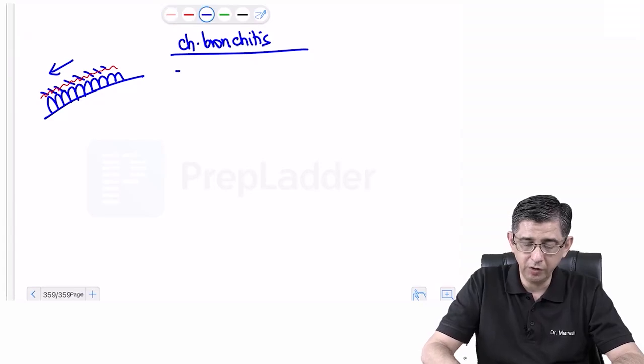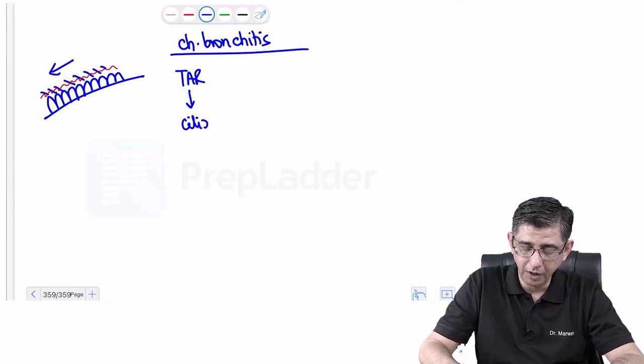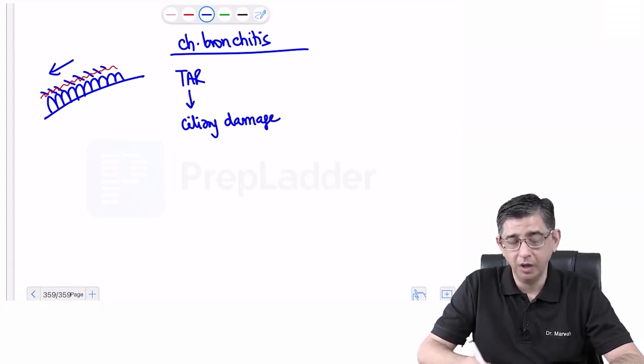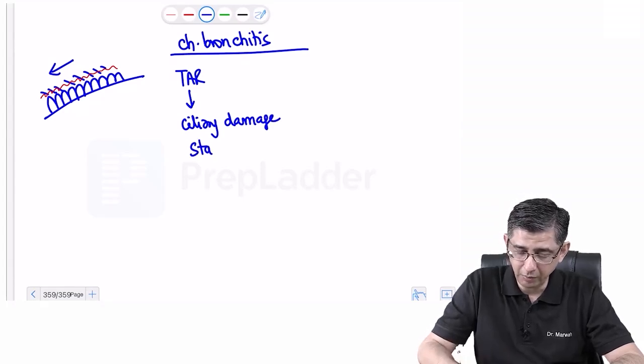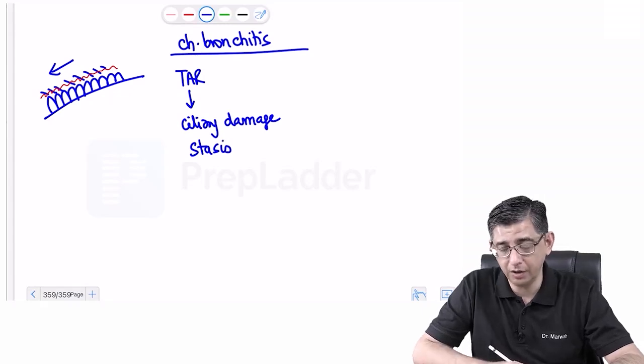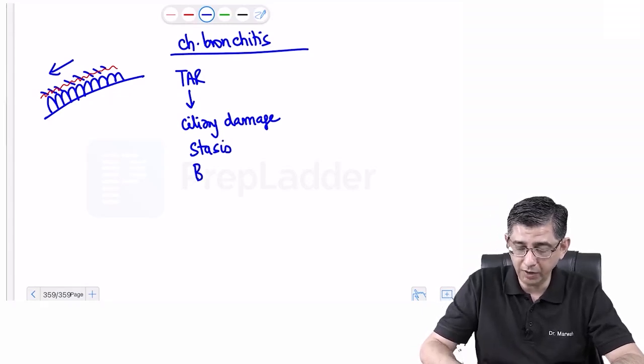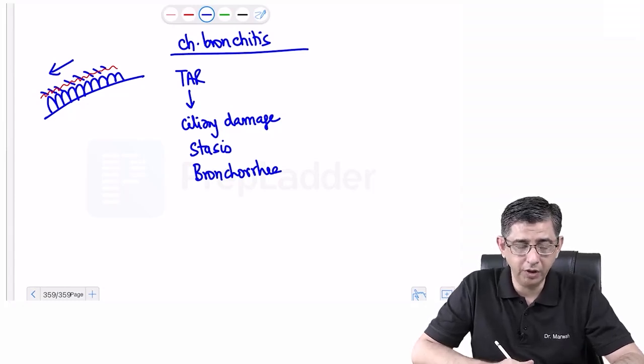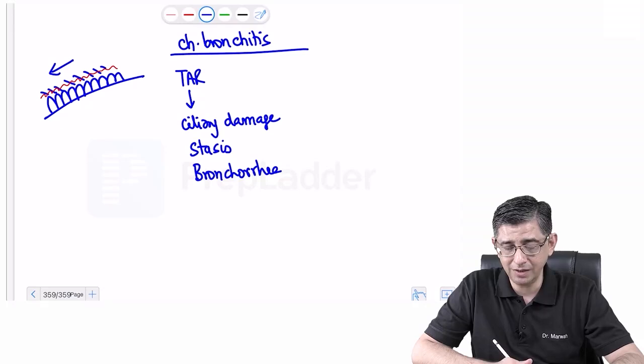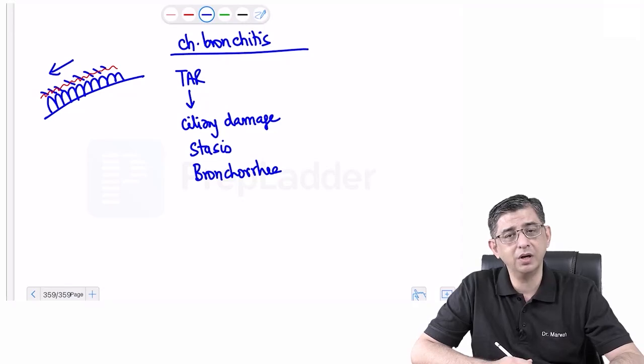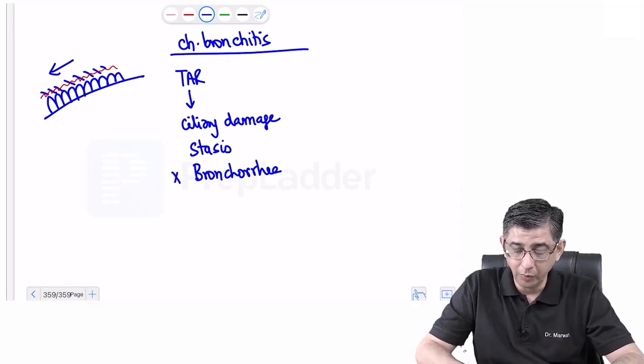Now, if a guy is a heavy smoker, then this tar will contribute to ciliary damage. And because of this, there would be stasis of secretion in the lungs of these patients. Because of the stasis, there will definitely be a possibility of a low-grade infection, and therefore you will be having a presence of purulent bronchorrhea. Whenever you read about purulent bronchorrhea, you always have to think in terms of one is bronchiectasis, second is going to be chronic bronchitis.